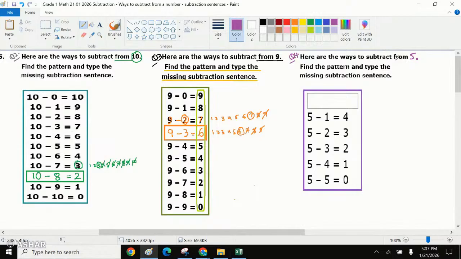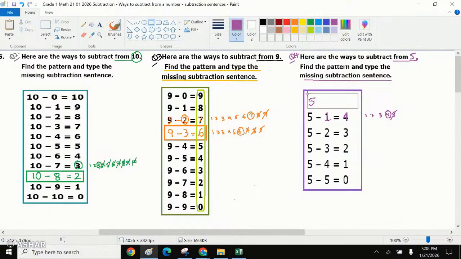And they're saying here are the other ways to subtract from 5. Type the missing subtraction sentence. Yes. So we can say this is 5 because we are subtracting from 5. If from 5 we subtract a 1, we can write 1, 2, 3, 4, 5. We are subtracting a 1. We remove a number, we are left with 4. And that's the answer for the next step.